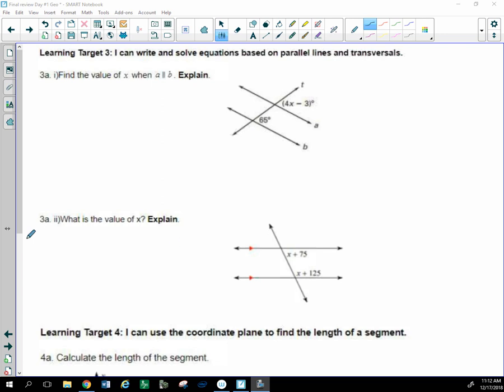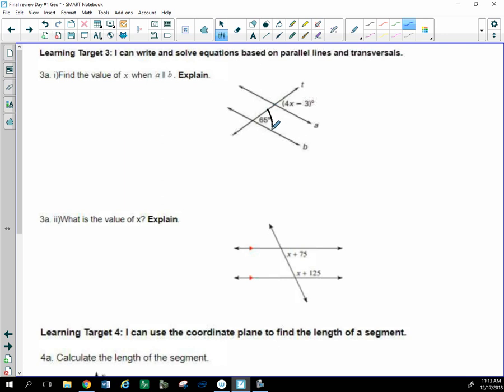We are on learning target number 3 for page 2 now. We were looking at this, and they want us to find the value of x when A is parallel to B. That's what those vertical lines mean, and explain. So I'm going to start with my explanation.